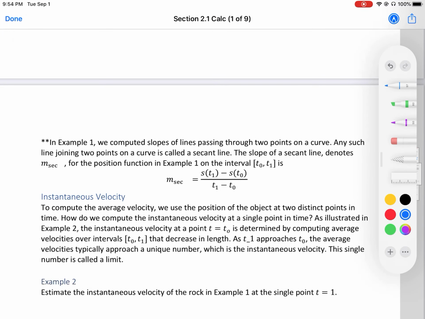In example 1, we computed slopes of lines passing through 2 points on a curve. Any such line joining 2 points on a curve is called a secant line. The slope of a secant line, denoted m, per second is the position function from example 1 on an interval t0 to t1. And we have this formula. So it's your slope per second.